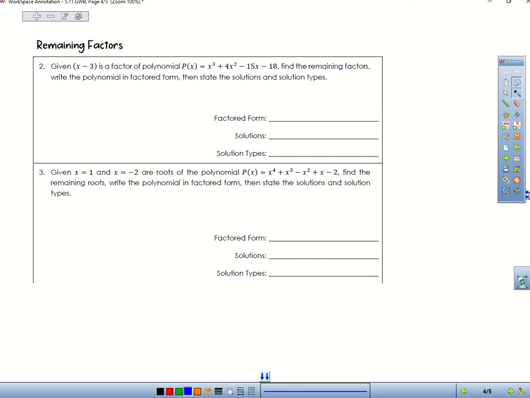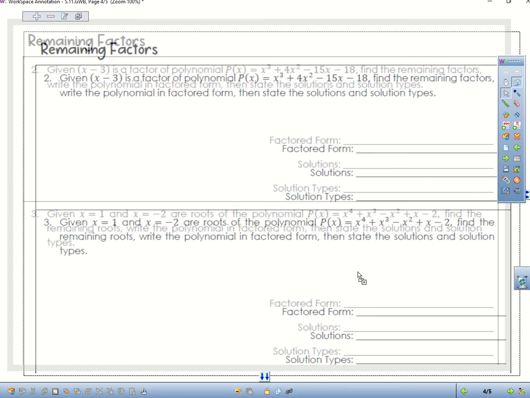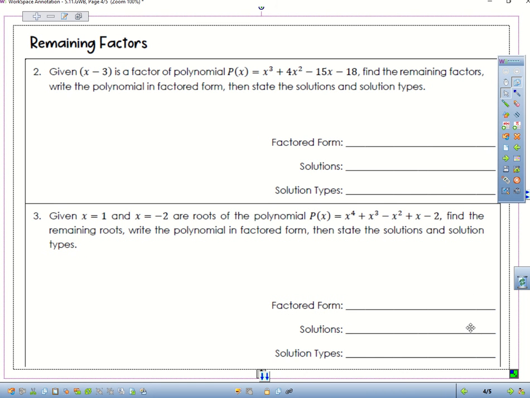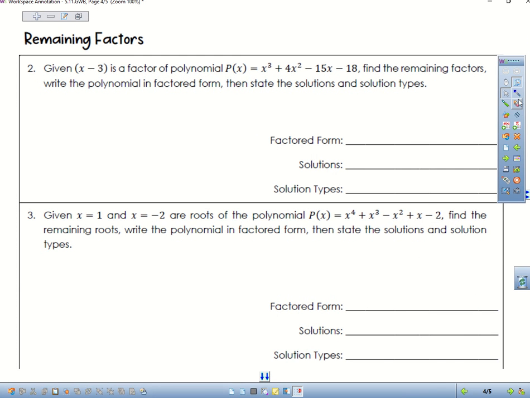That's the one we're really going to be doing a lot throughout this. So now we're going to talk about how remaining factors work. We're going to talk about how we apply this synthetic division skill onto other things. So it says here, given x minus 3 is a factor of the polynomial, find the remaining factors and write the polynomial in factored form. Then state the solutions and solution types.